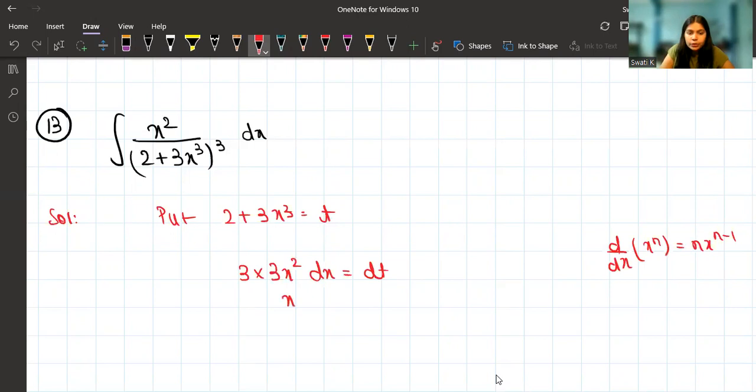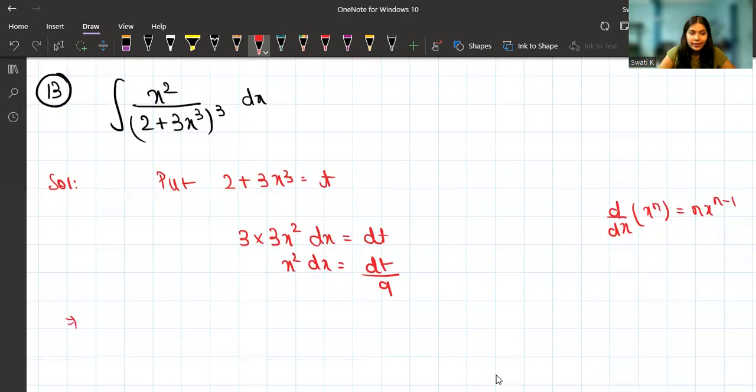Now from here, I'm just going to keep x squared here. Like I have explained all these things, why am I keeping just x squared dx like this only? Everything I have explained in the first part of the video, so make sure you are watching that video. So x squared dx will simply become dt upon 9; this 9 will come here. Now I'm going to rewrite my integration as integration for this x squared dx, I can write dt upon 9. So this will become 1 upon 9 outside and dt as it is. And then 1 upon 2 plus 3x cube, I can put t because that is what we had taken for t, and then cube.